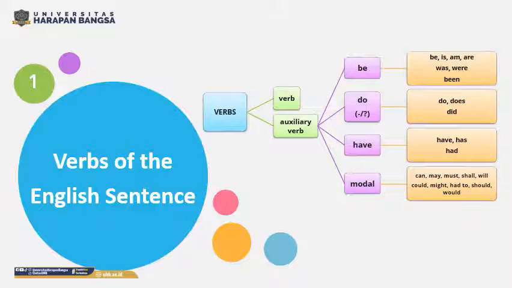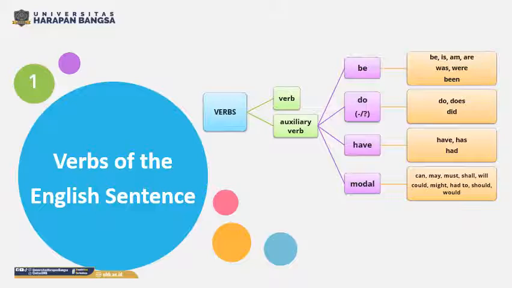Next is auxiliary verb, or in bahasa Indonesia you call it as kata kerja bantu. We have be, do, have, and modal. Let's talk about the first one first. Be. We have present be: be, is, am, and are. I am here. They are crazy. You are a diligent student.